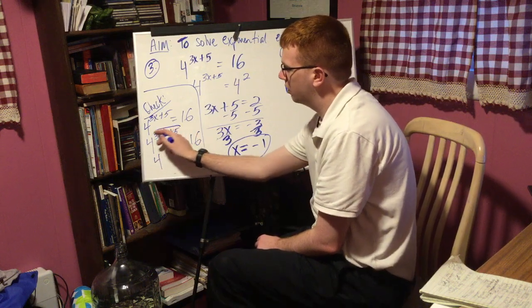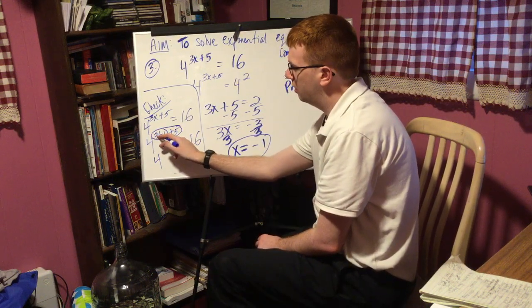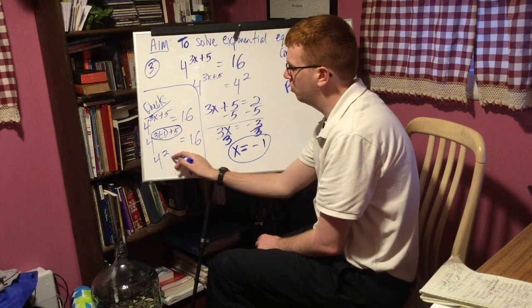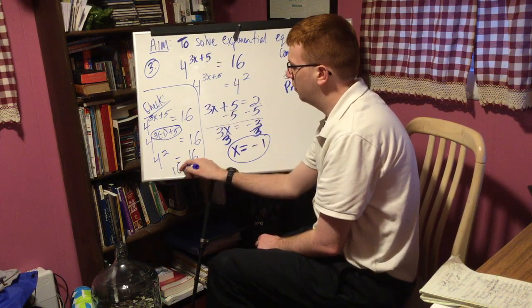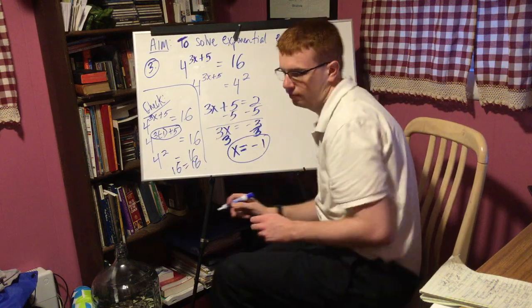4 to the, and then we're going to simplify the power up here. -3 plus 5 would be a 2. If we square 4, we do get 16. Therefore, we have the right answer here.